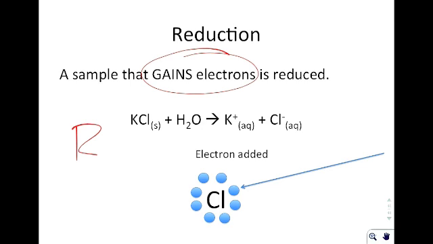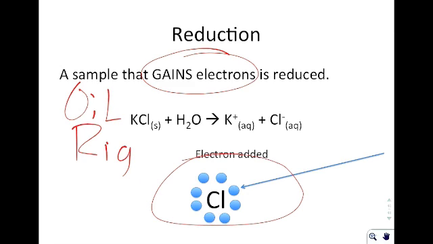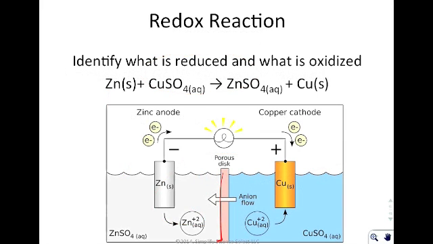So we say oil rig. Oxidation is losing, reduction is gaining. So if you were to look at this, the chlorine had an electron added to it. So since it had an electron added to it, now you have the idea that it's been reduced. We don't typically refer to something as just an oxidation reaction or a reduction reaction, but instead it's a combination of the two that we call a redox reaction. You can't have something be oxidized unless something else is reduced, because the electron has to come from somewhere. So we call these redox reactions.